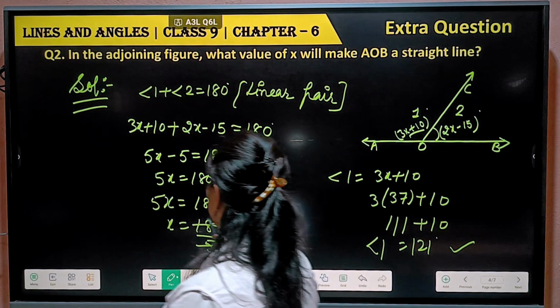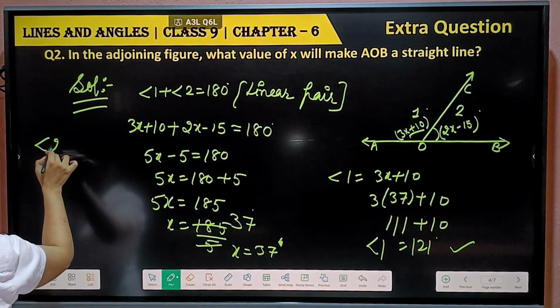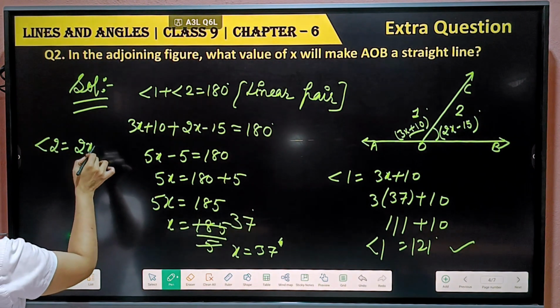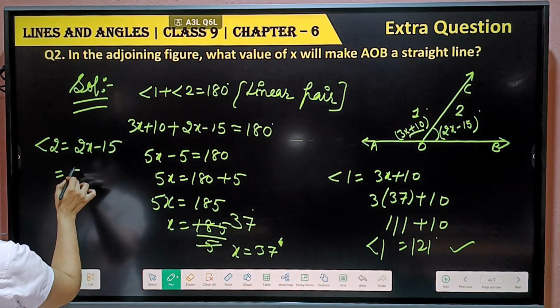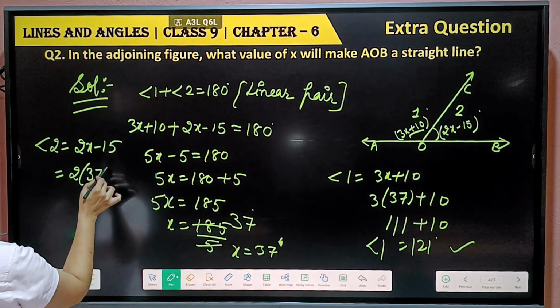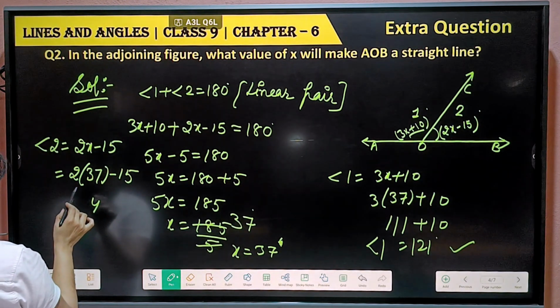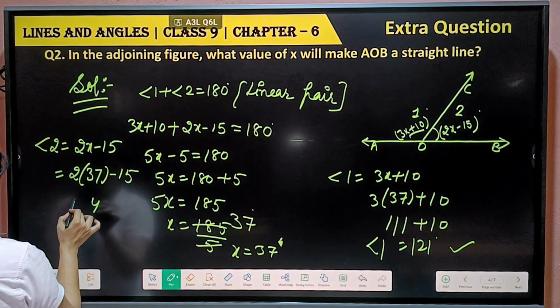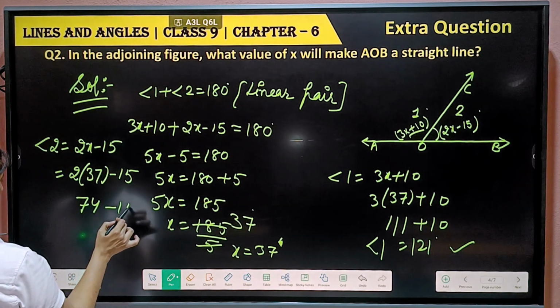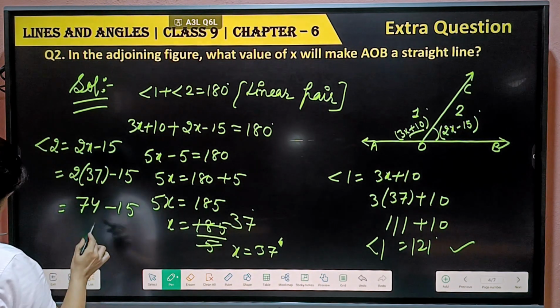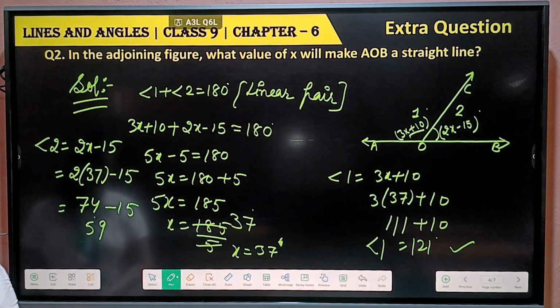Now angle 2, 2x minus 15. 2 into the x value, 37, minus 15. 74 minus 15, what will come? 14 minus 5 is 9, so 59 degrees, right?